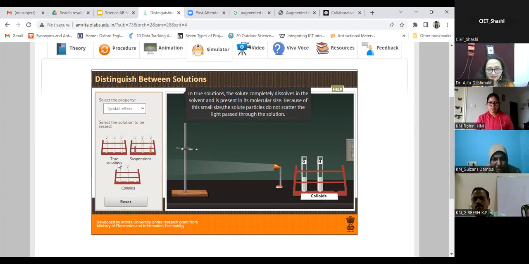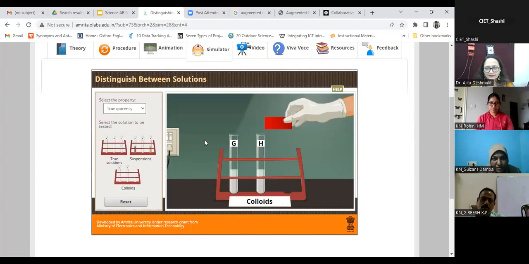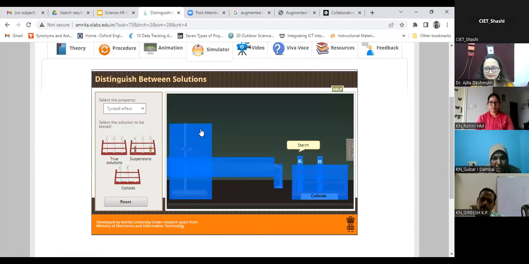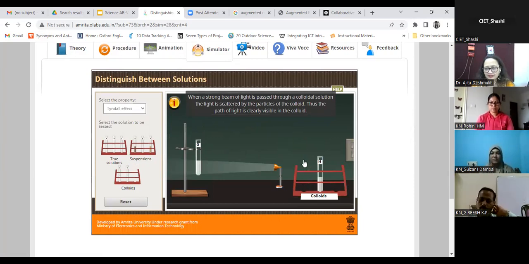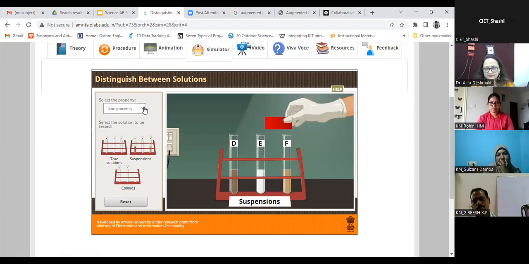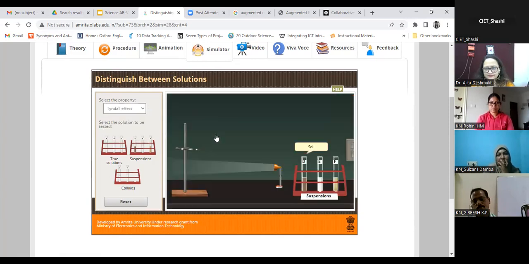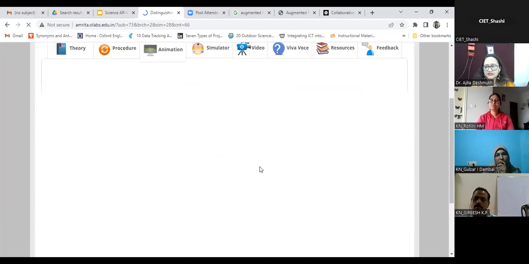But what if I have a colloid and I put it here? And then you can see, is it going to matter if I take a suspension? Probably again, I'll have to refresh and just check. And then we may probably go to the animation part and actually see the animation.